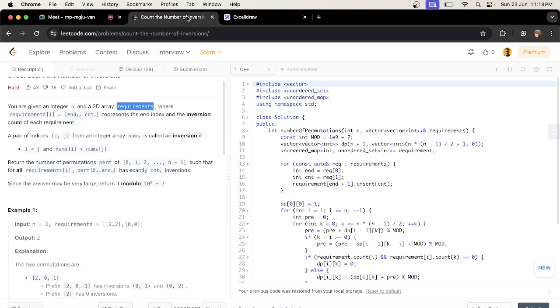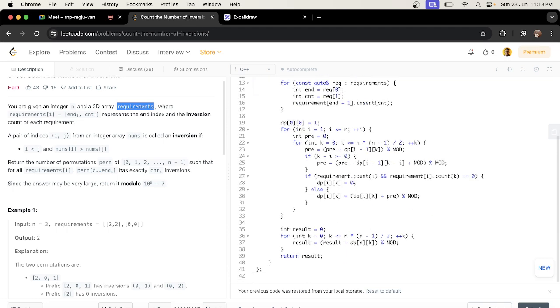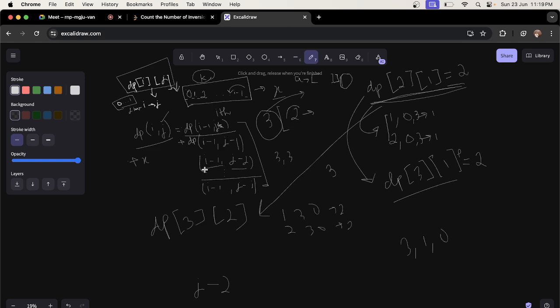Okay. So if I show you my code, if the ith element is in the requirement, I have to also make sure that k is also there, or what you call j minus 1 in the drawing here. So if there is a requirement with index i minus 1, you have to make sure that there is a requirement with i minus 1 index and j minus 2 count, then only you add this. Otherwise you don't add this, because that will not satisfy the requirement.